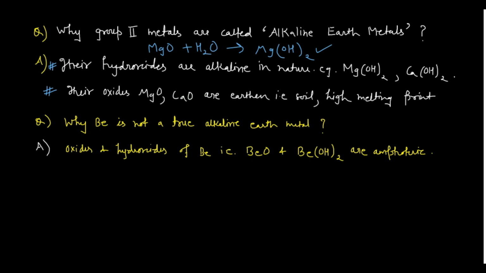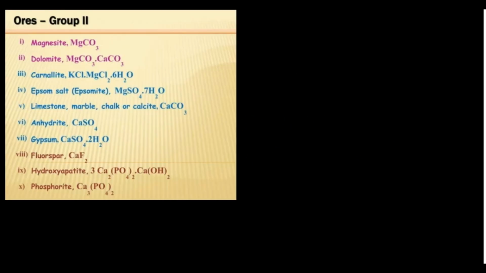Now moving to the next slide, their occurrence. How can you find these elements in nature? Magnesite is the ore of magnesium carbonate, and magnesium is abundant in nature. Dolomite is another very important ore from which you can extract magnesium. Calcium is there too, but from this you can extract magnesium in the abundant amount.